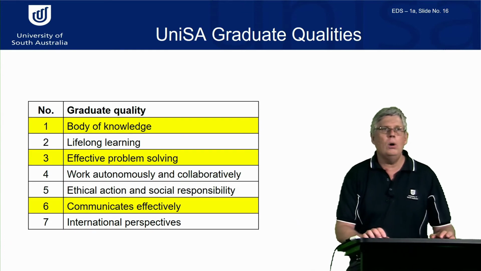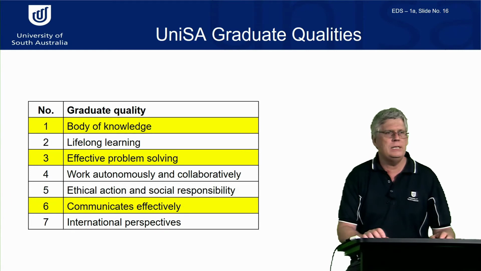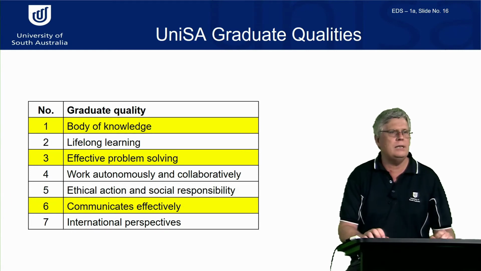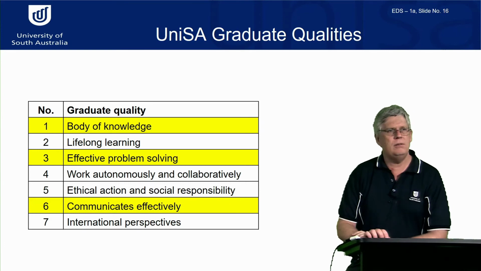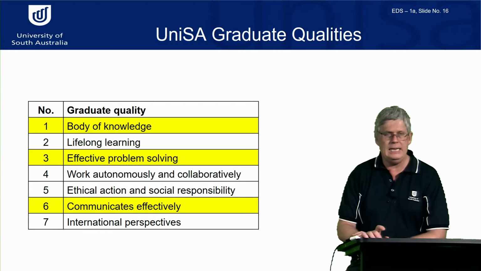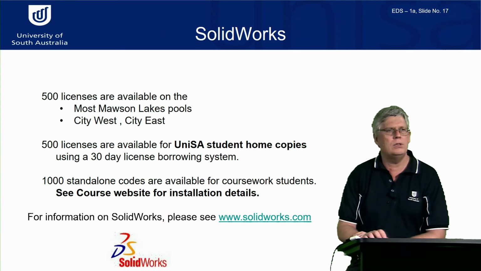In this course, there are graduate qualities that we teach. Throughout your program, you will learn about these graduate qualities. We're looking at 3 of them. One is the body of knowledge. The next is effective problem solving. We use SOLIDWORKS for problem solving, and we use SOLIDWORKS for communicating our design intent. So there's 3 of the graduate qualities that we're helping build up through this course.